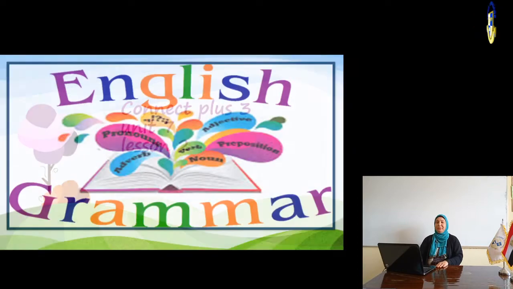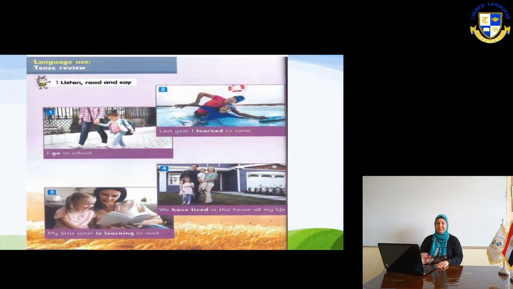If you open your book to this page, you will find four pictures. In each picture, you will read a different sentence. Let's read together. The first one: I go to school. I go to school, and you can see the girl going to school. She says, I go to school.